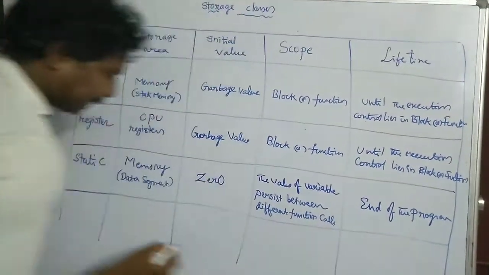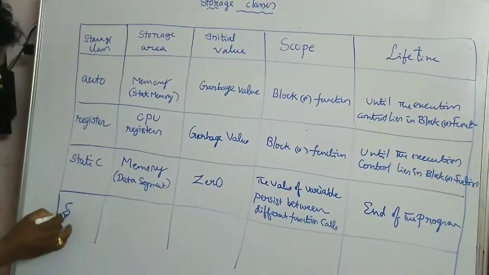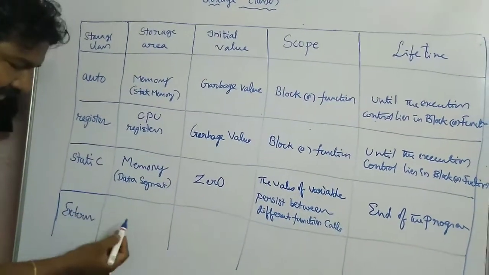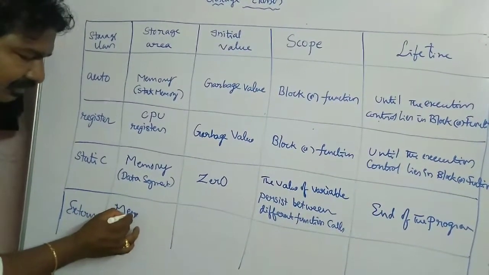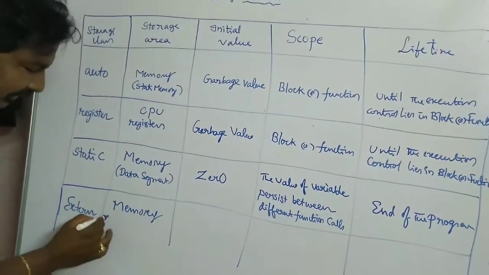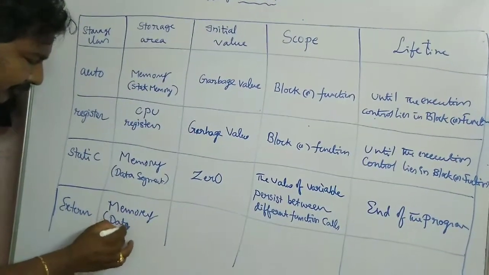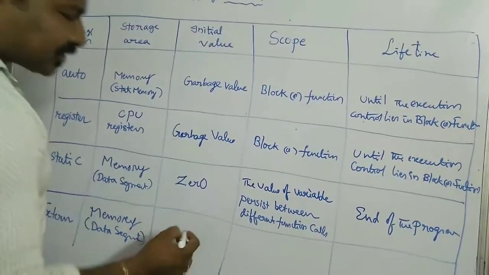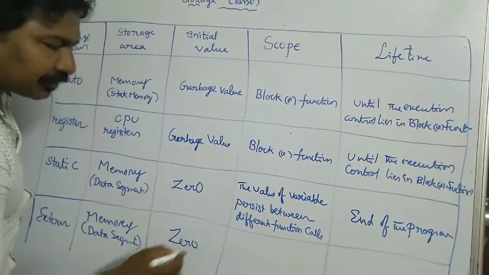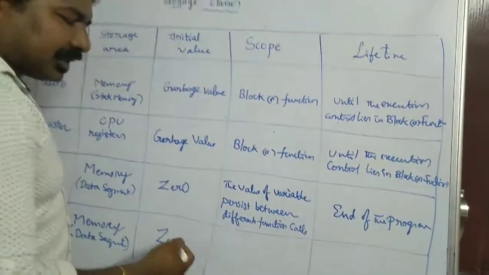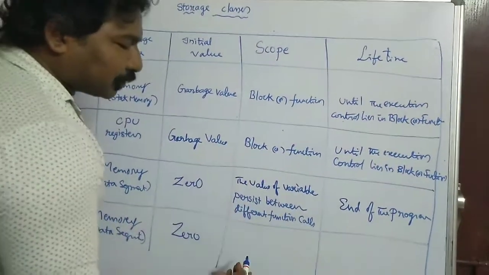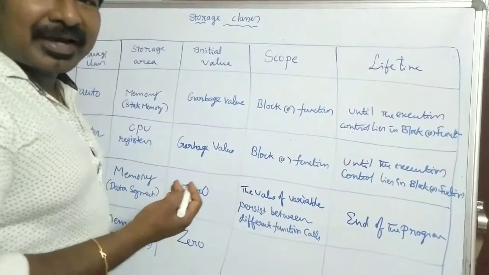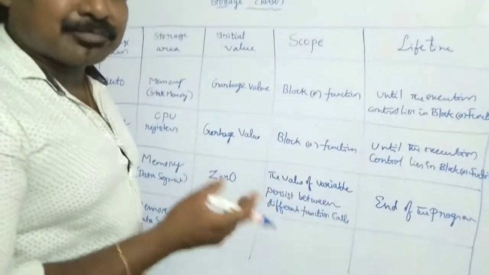And coming to the final storage class, that is extern. For extern variables, the storage area is the memory, or you can call it the data segment. The initial value is the same as static, that is 0. If you leave the variables uninitialized, they are initialized to 0. What is the scope? The specialty of external variables is that they can be shared between different programs.